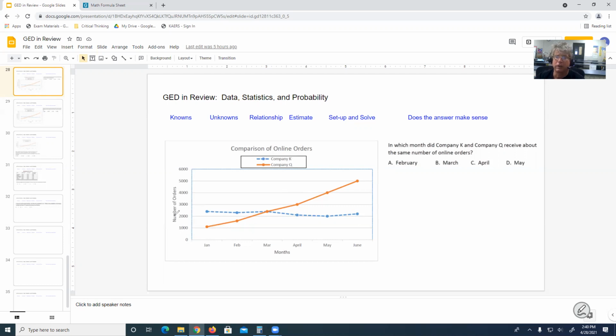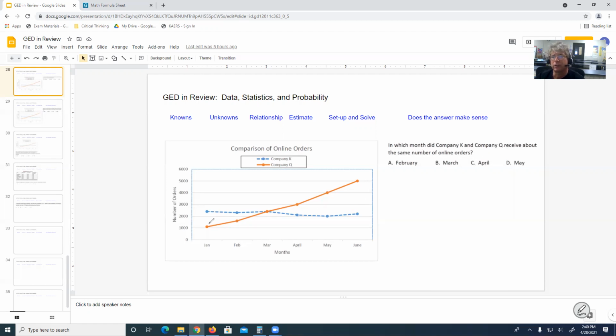On this side, we have the number of orders, and it goes by thousands. And then they go by months across the bottom. So we have months there. Again, we have a line graph. There's a lot to absorb. So really, the best thing is to go over to the question and see what part we have to focus on. It says, in which month did company K and company Q receive about the same number of orders online?